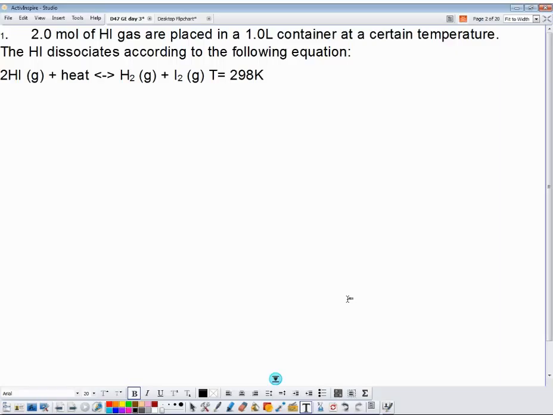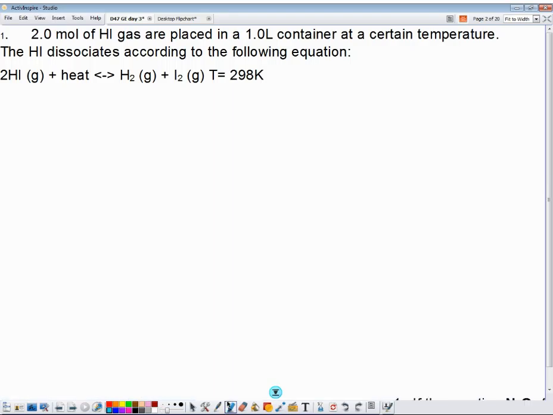Okay, here we go. Question number 1 says 2 moles of HI are placed in a 1 liter container at a certain temperature, and the HI dissociates or decomposes according to the following equation. It is a decomposition reaction that is endothermic. Agree with that statement? It is endothermic.